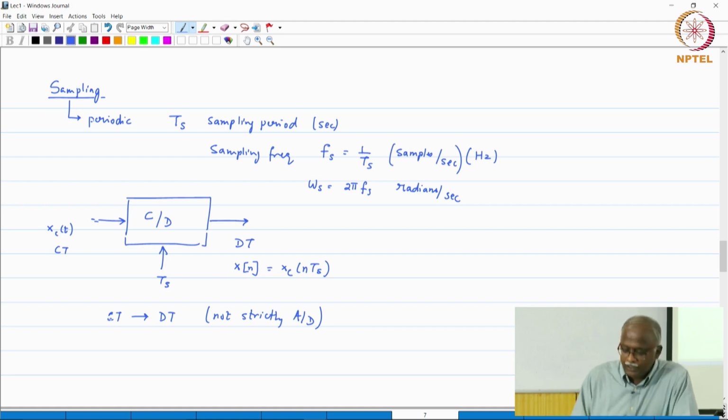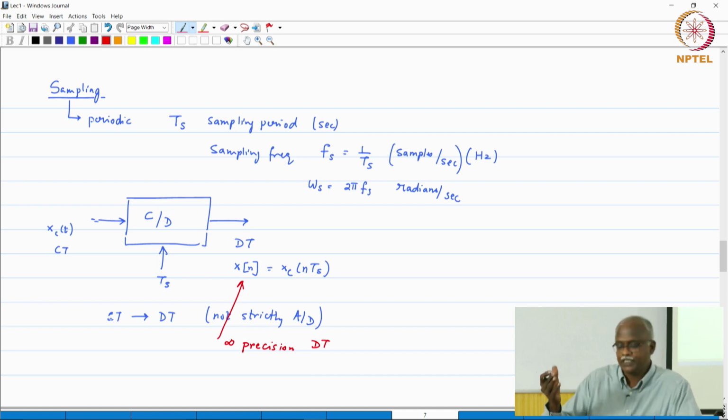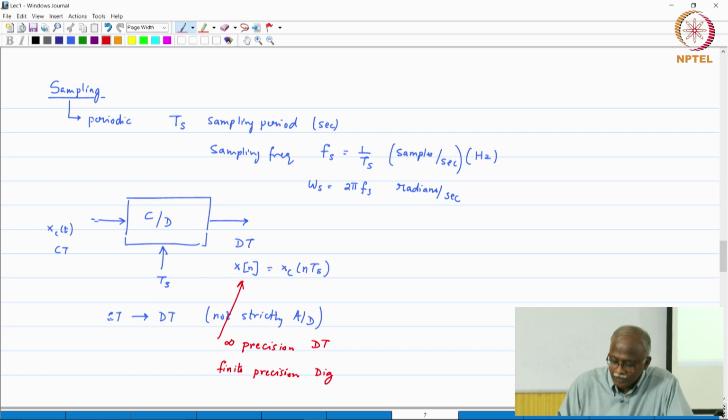Okay. The reason we want to make this distinction is that you can go from continuous time to discrete time without quantization of the signal. So basically, if x of n has infinite precision, then we call it exactly a discrete time version of the continuous time signal. It is not quantized. However, if you have a finite precision, then it becomes a digital signal represented in terms of a finite number of bits.